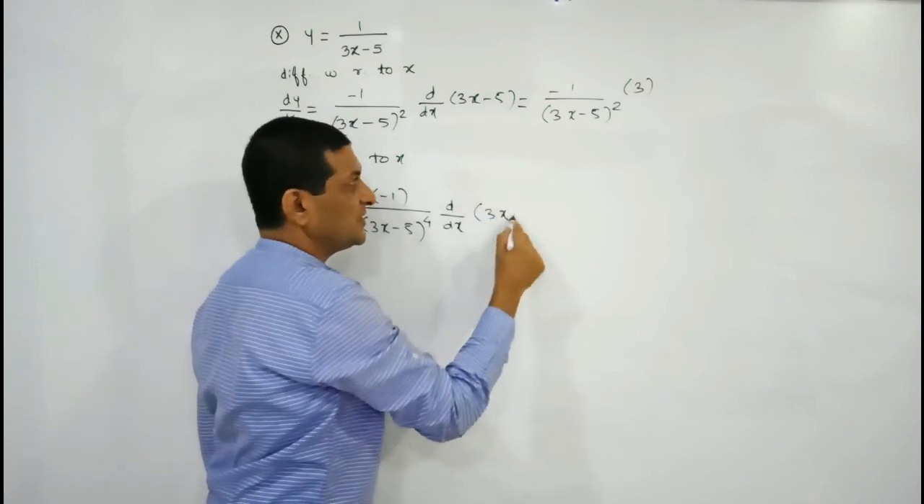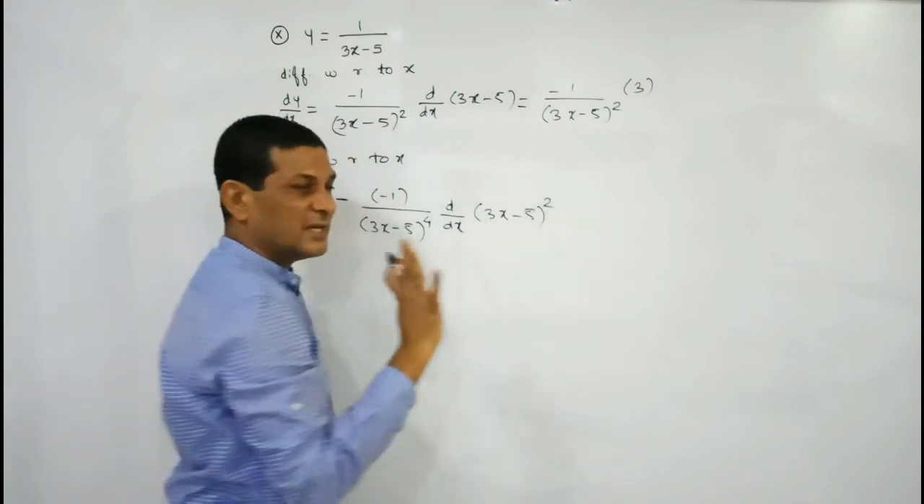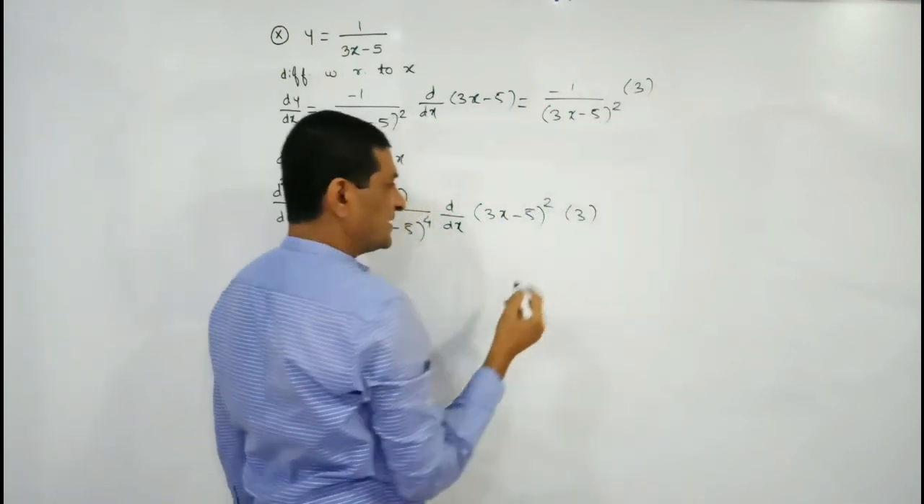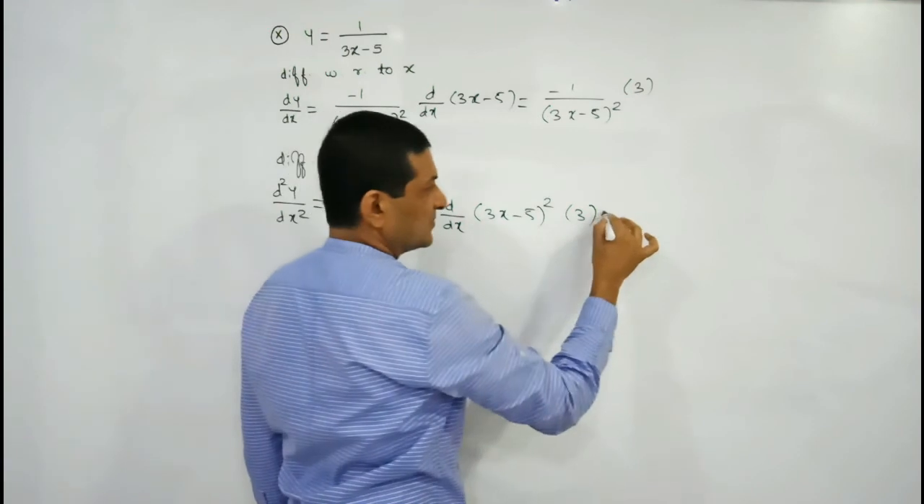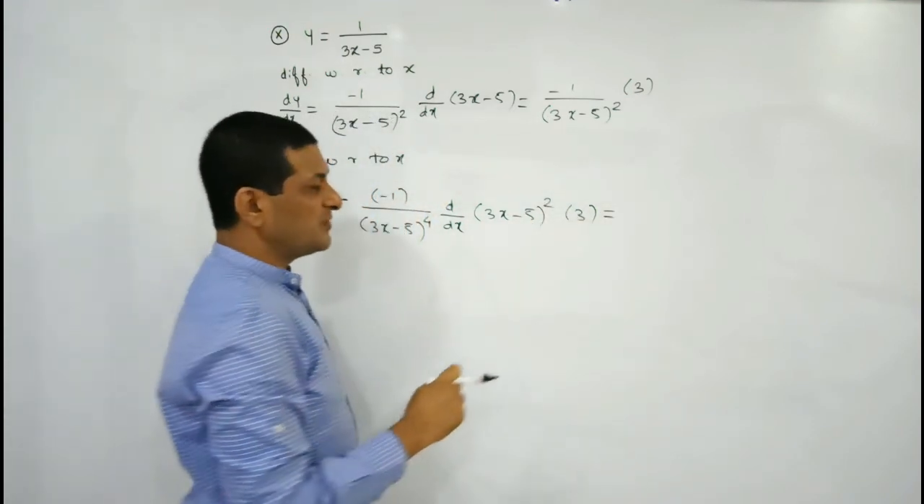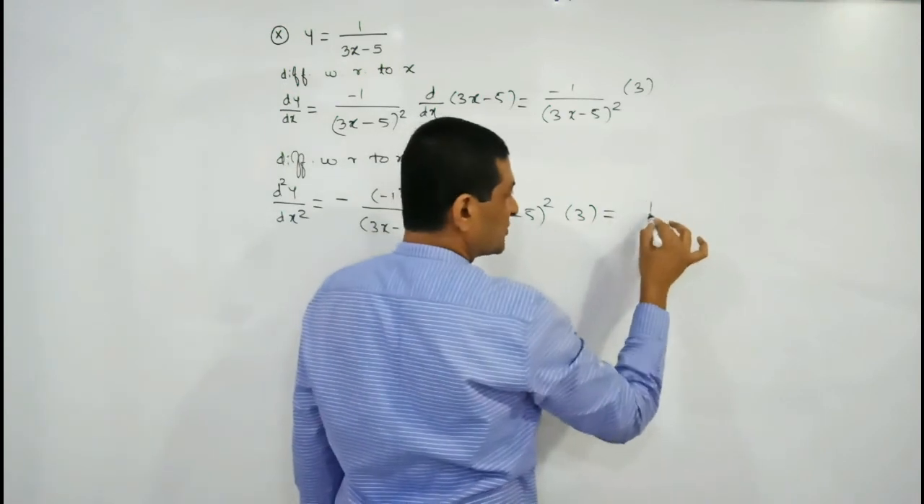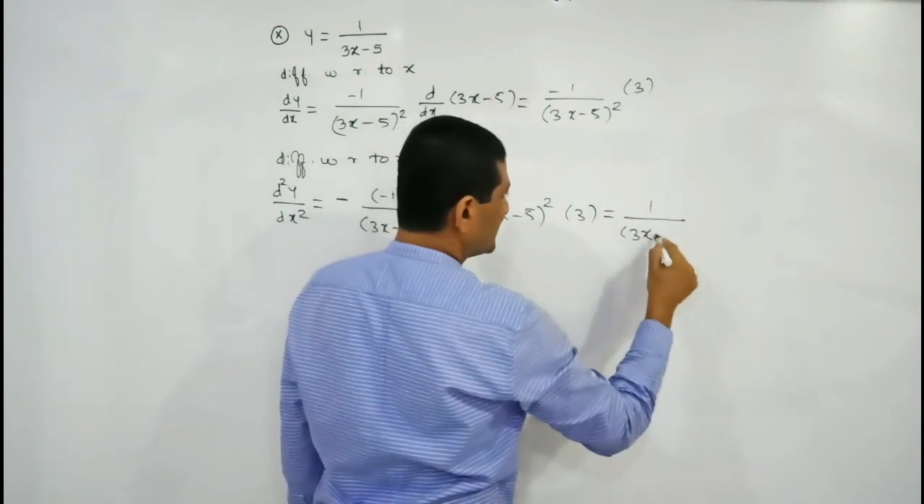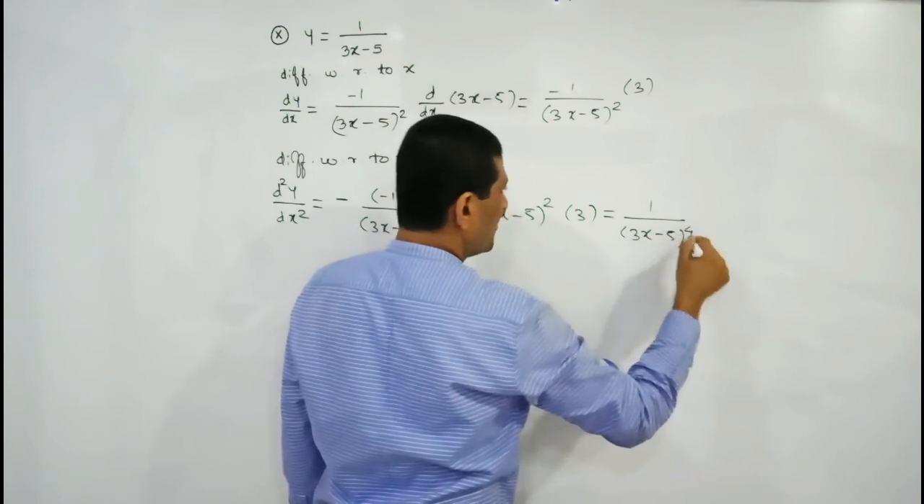f of x is what? 3x minus 5 raised to power 2, isn't it? And this 3 as it is. So which is equal to, now here minus into minus 1 will become what? Plus 1. So 1 in the denominator, 3x minus 5 raised to power 4 also as it is.